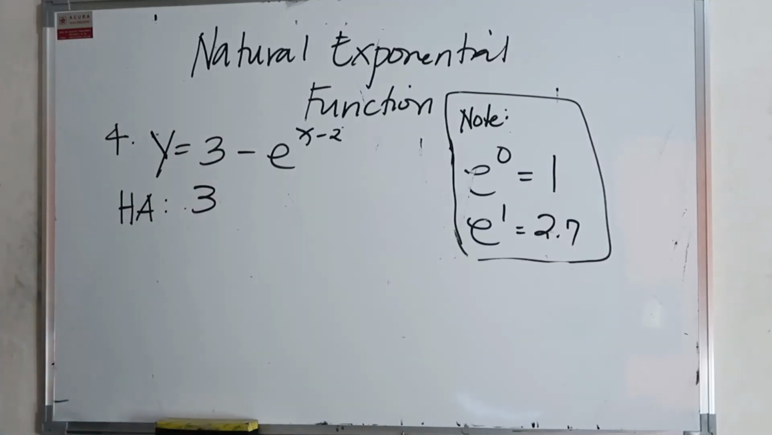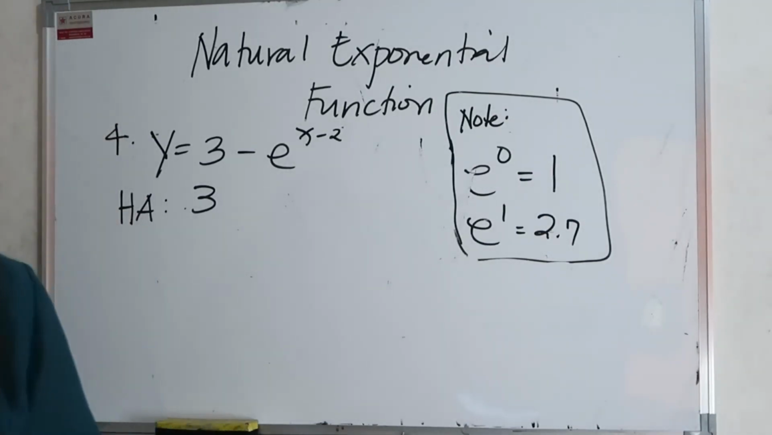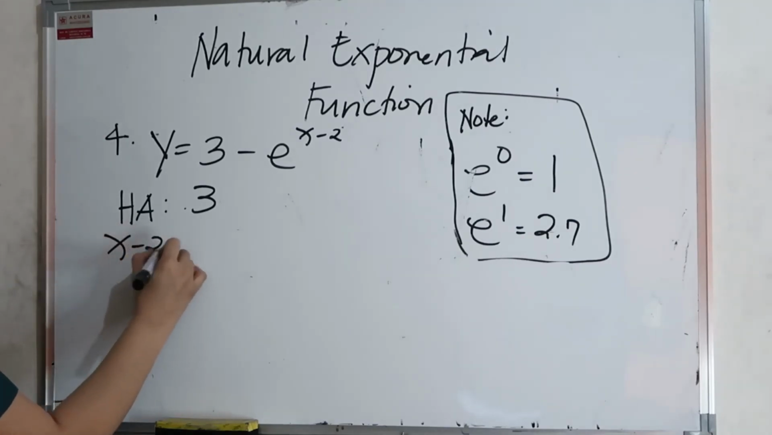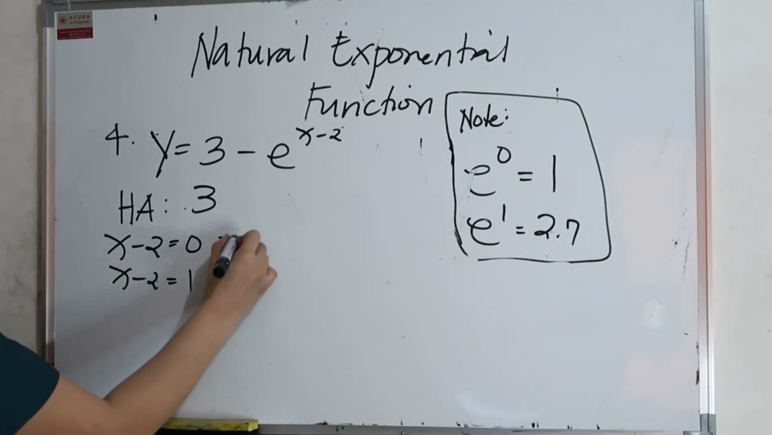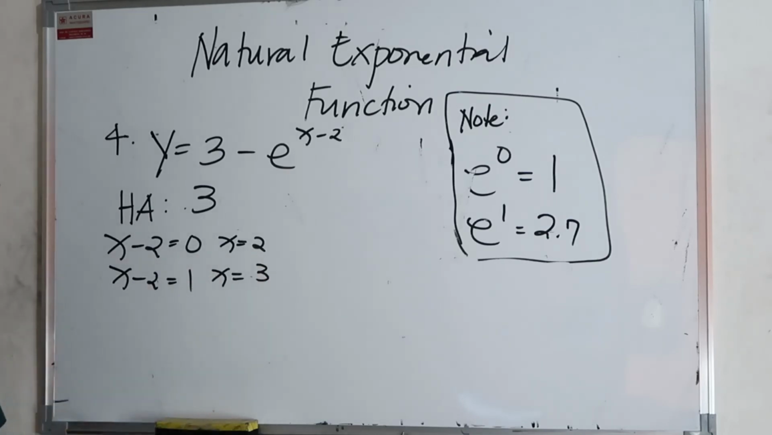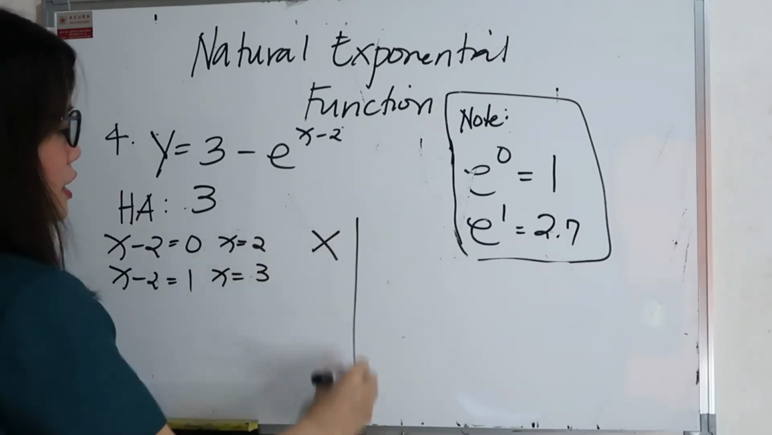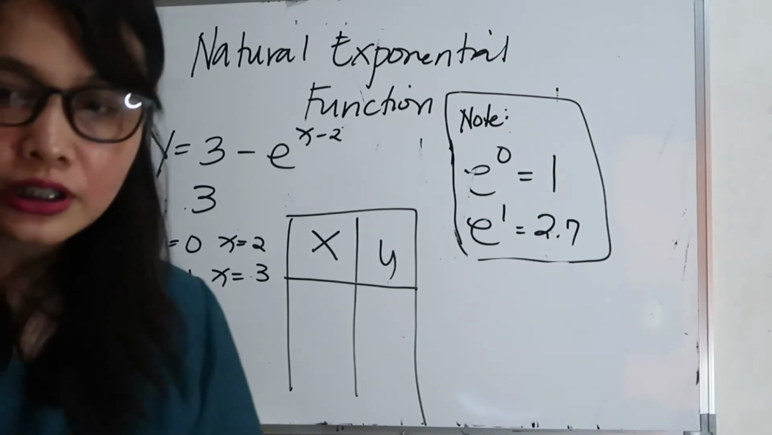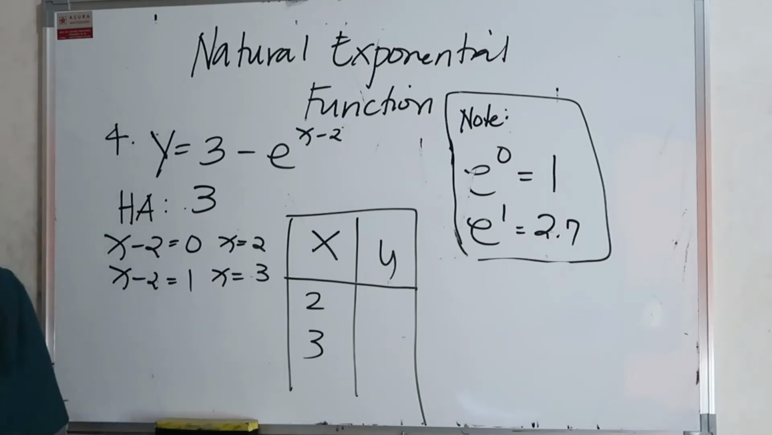Next, after we identify the horizontal asymptote, what's next? Equate the exponent to 0 and 1. So we have x minus 2 equals 0, and x minus 2 equals 1. Therefore, x will be 2, and then x will become 3. So we'll be using 2 and 3. After we come up with the x values that we need to use, which are 2 and 3, you can now substitute.